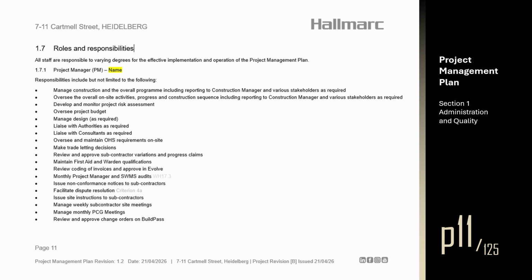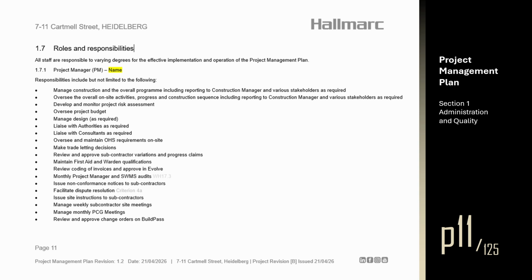All staff are responsible to varying degrees for the effective implementation and operation of the project management plan. Section 1.7.1 Project Manager. Responsibilities include but are not limited to the following: manage construction and the overall program, including reporting to construction manager and various stakeholders as required. Oversee the overall on-site activities, progress, and construction sequence, including reporting to construction manager and various stakeholders as required. Develop and monitor project risk assessment. Oversee project budget. Manage design as required.